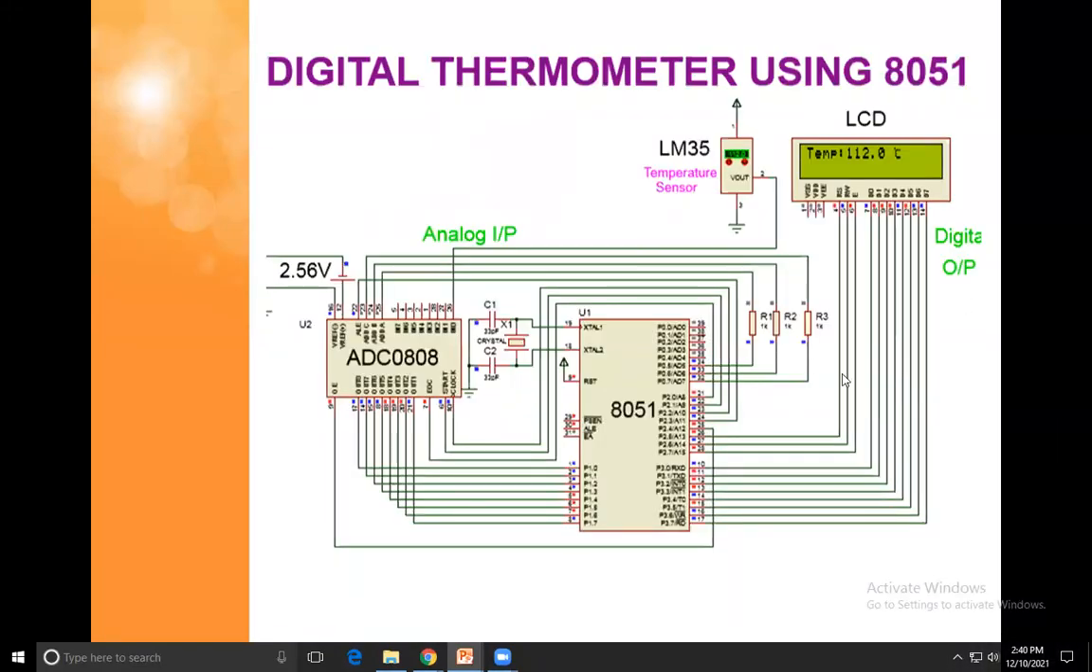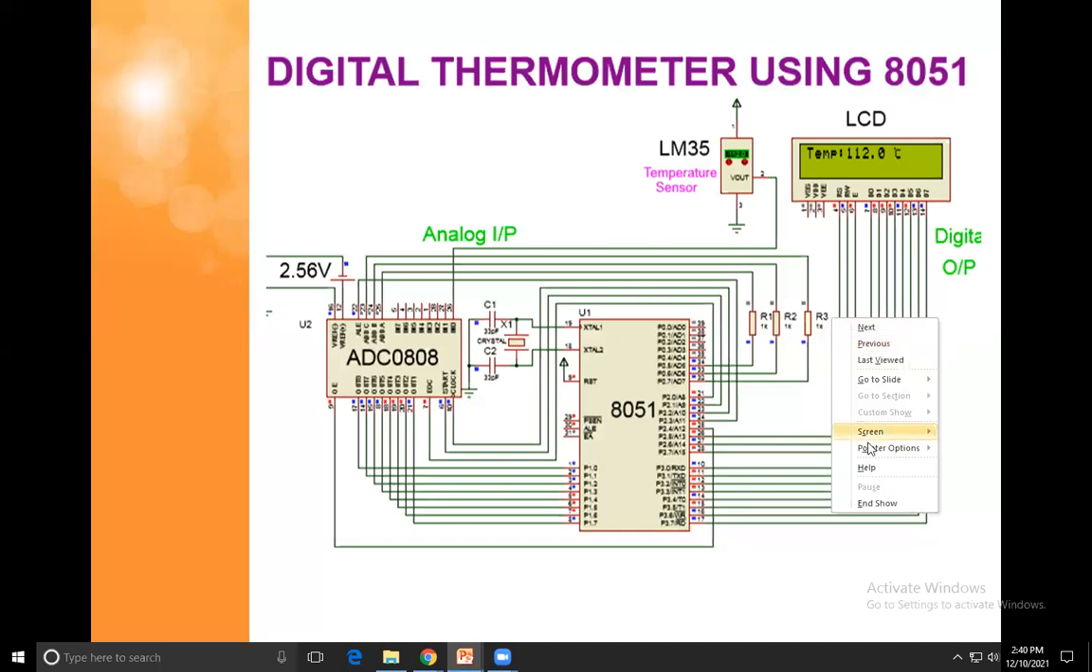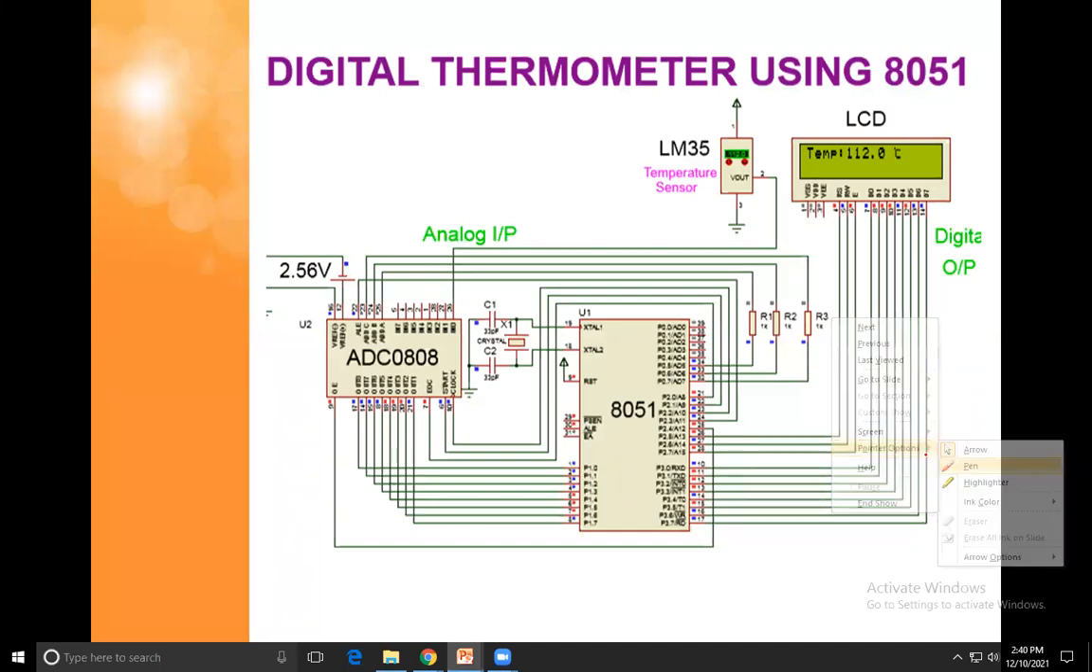See the connections. This diagram is drawn in the Proteus software. All electronic circuits can be designed in Proteus. In that software you take the different ICs, make the connections, and you can see the output in the same Proteus.